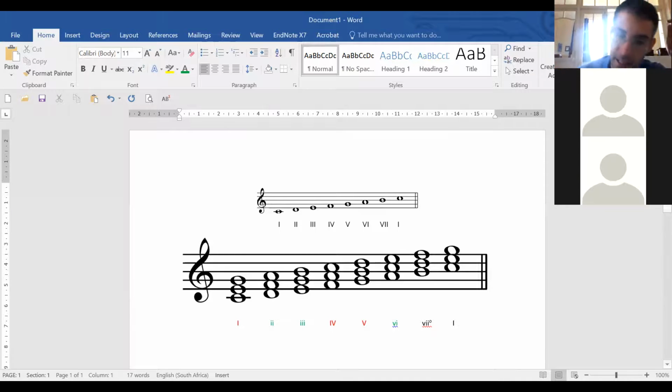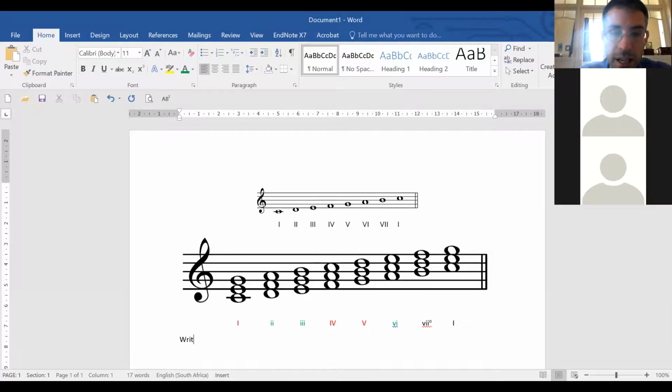Now imagine that the question says, please write out the tonic, the dominant, and the subdominant triads in C major. Let's imagine that is our question. So we would go to our table and we'd identify chord 1, chord 4, and chord 5. So we would write these out.